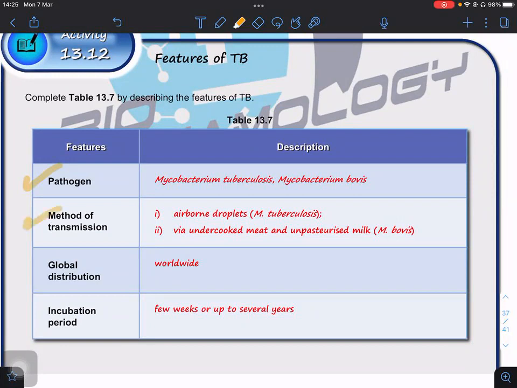Method of transmission: it's through airborne droplets, but Mycobacterium bovis is through undercooked meat or unpasteurized milk. Bovis actually comes from cattle. Okay, so if you drink fresh milk directly, then this bacteria can spread to us. But the majority is due to Mycobacterium tuberculosis.